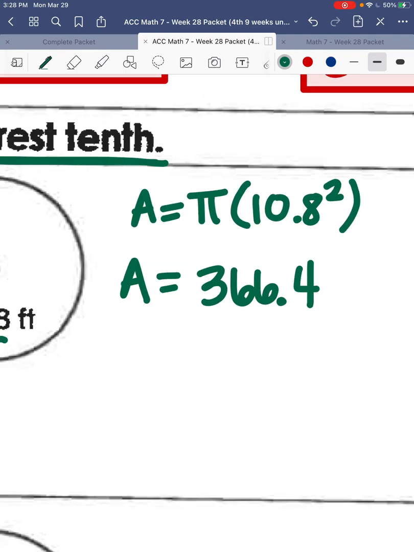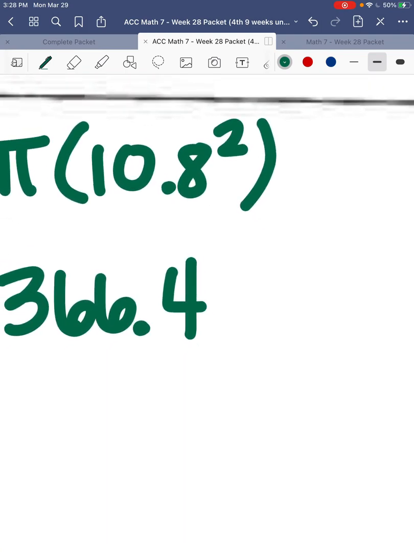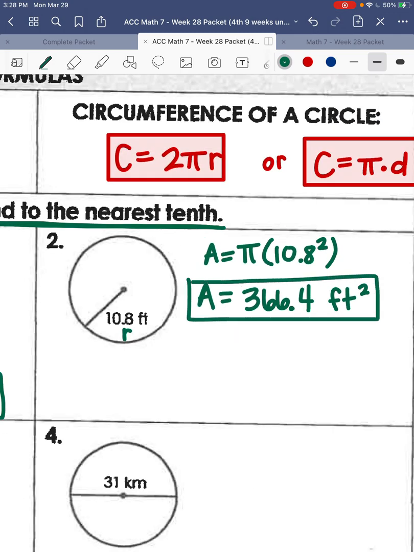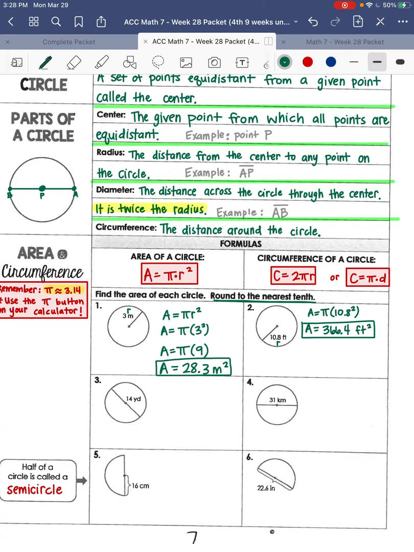And we can't forget our units. It's feet squared. Okay, moving on to number 3.